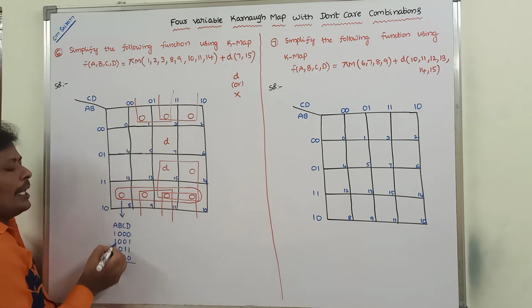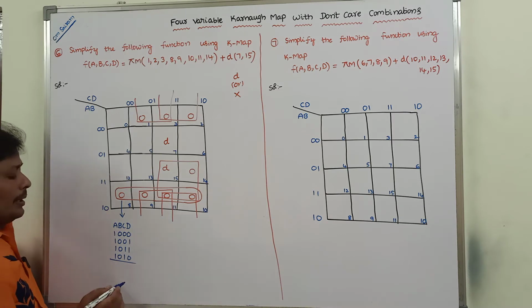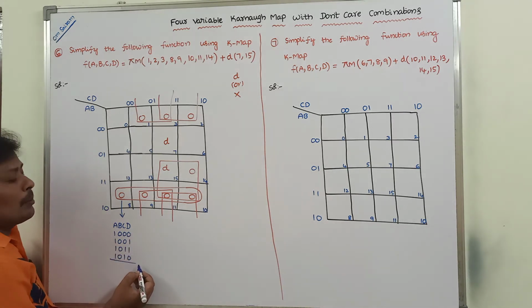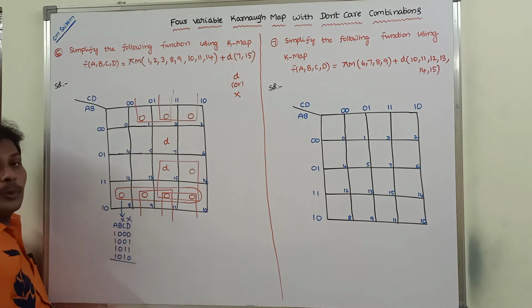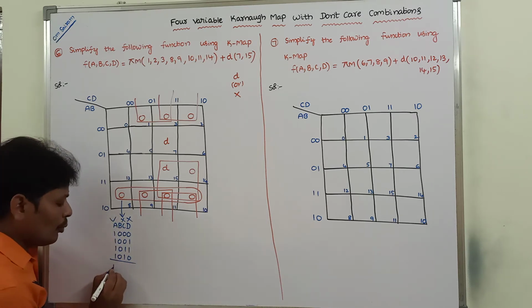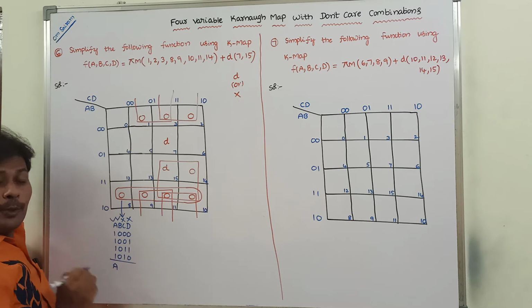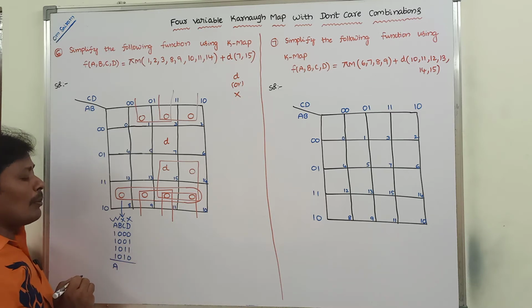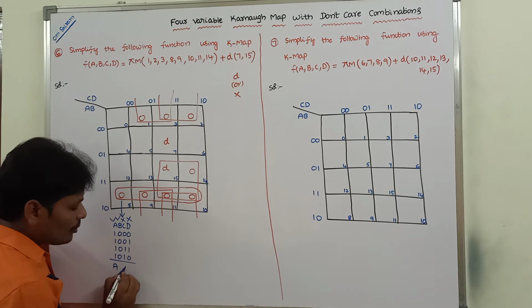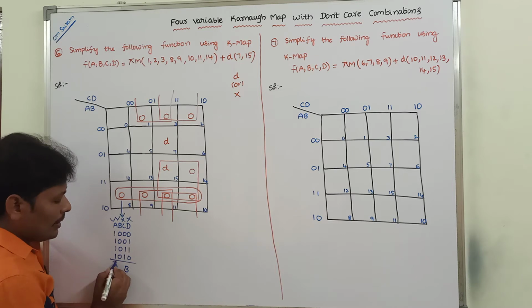Okay, if a column contains a combination of zeros and ones, that column can be ignored. So the C column and D column contain a combination of zeros and ones, so we have to ignore those columns. The A column contains only ones, so we have to consider that column. In that column, A value 1 means we have to write A. The B column contains only zeros, so we have to consider that column. In that column, B value 0 means we have to write B.